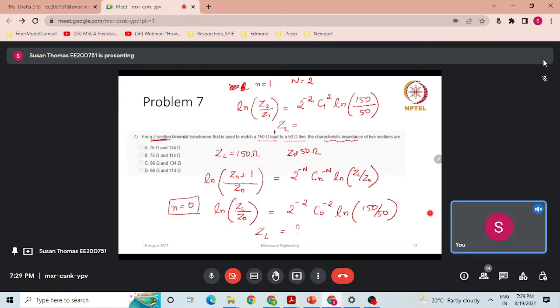So this is the second section's characteristic impedance, and this is the characteristic impedance of the first section. I think this looks a little confusing, so this is Z1 and this is Z2. Capital N is equal to 2 because we have two sections for the binomial transformer.